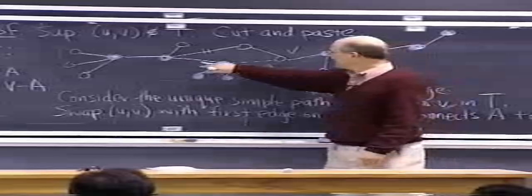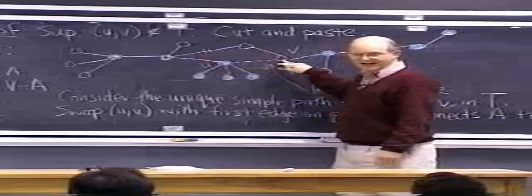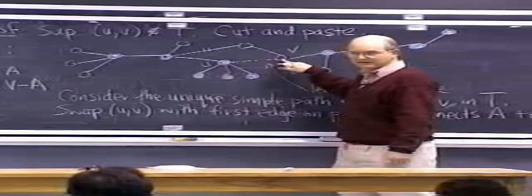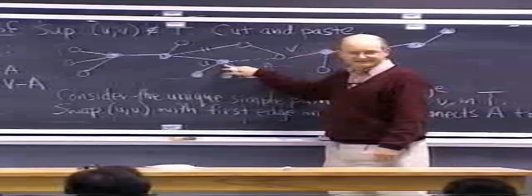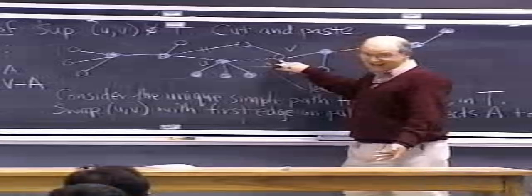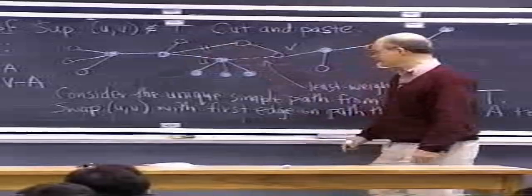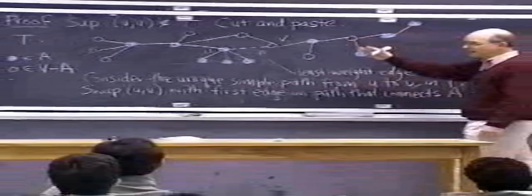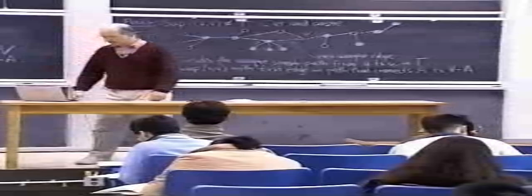And so it can't be the case that as we go along this path, we always have edges that are not in, both of whose endpoints are in A. Because when we end up, we have a vertex that's not in A. So therefore, somewhere along the way, there must be that first vertex. And then we swap with that, and that produces a better tree. So better tree results.